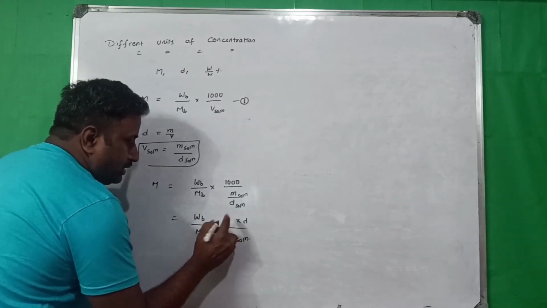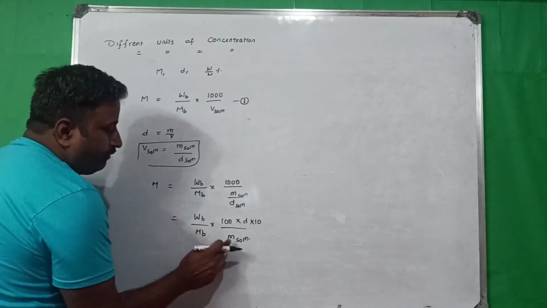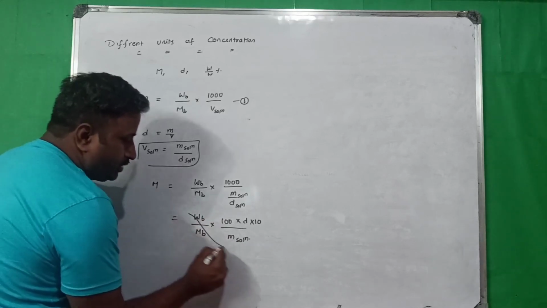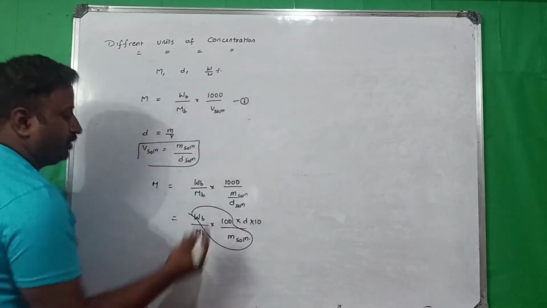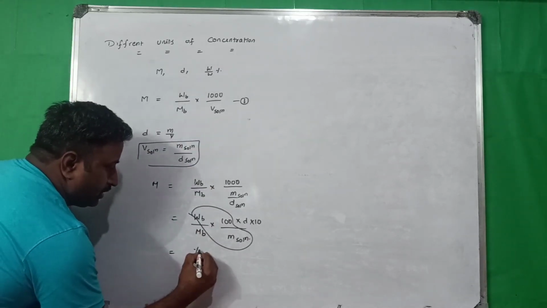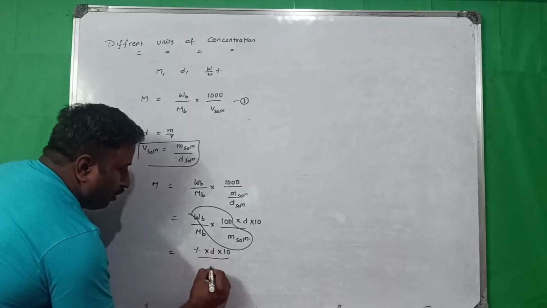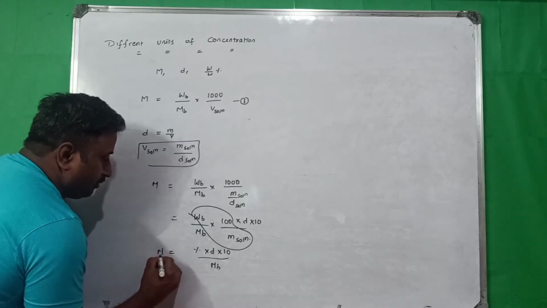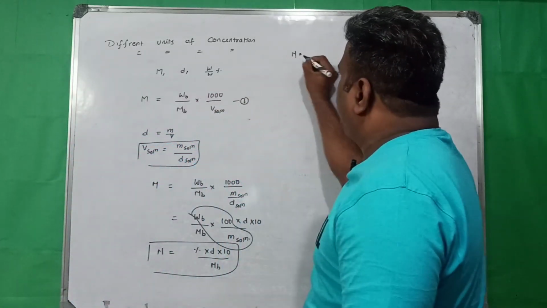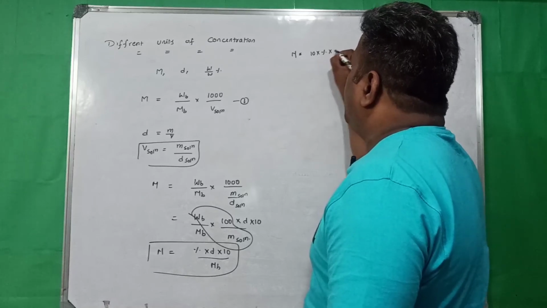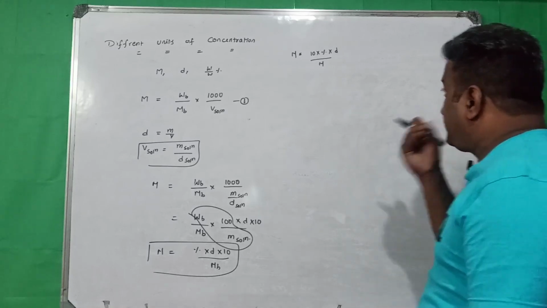This 1000 we can write as 100 into 10. Now weight of solute by weight of solution into 100 is nothing but the weight by weight percentage of solution. We can write it as percentage of solution into density into 10 upon molecular weight of solute. This is nothing but molarity. So we can say molarity is equal to 10 into percentage into density upon molecular weight. Let us solve one question based on this.